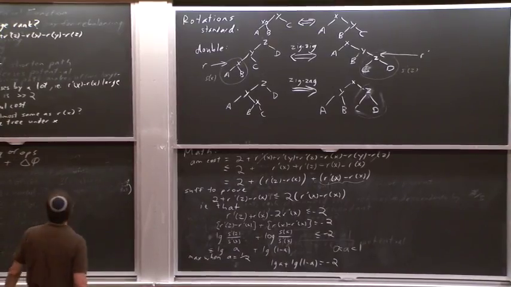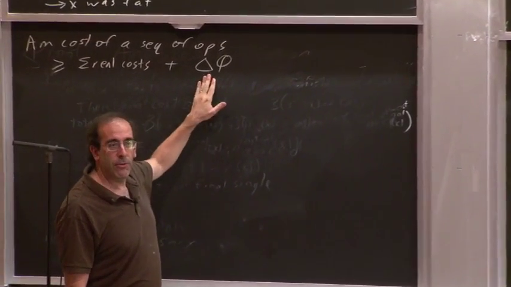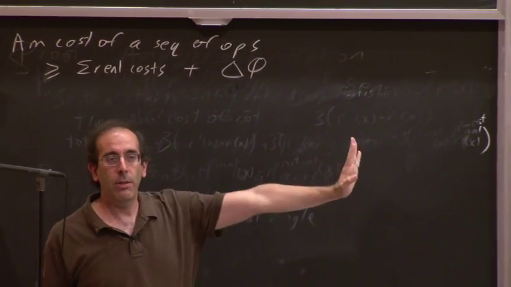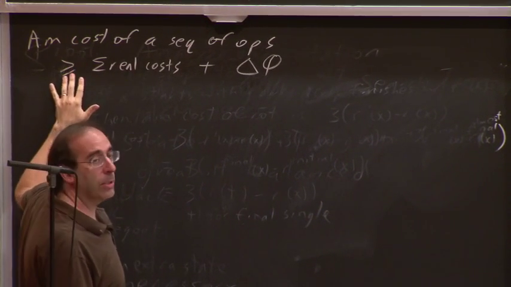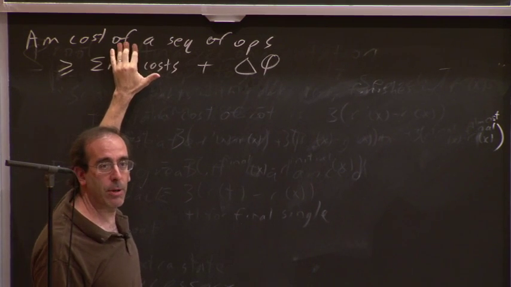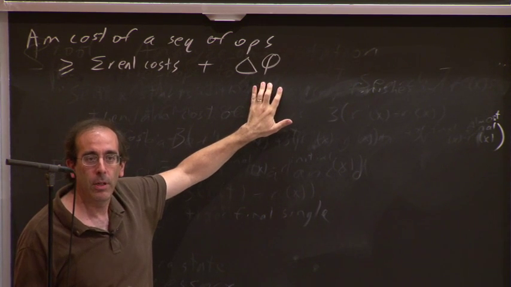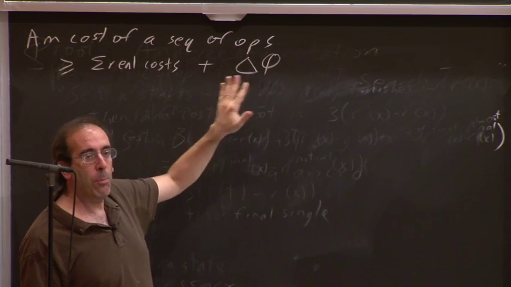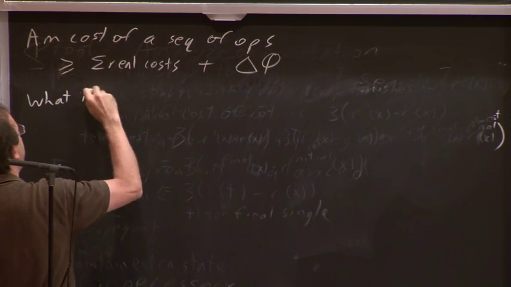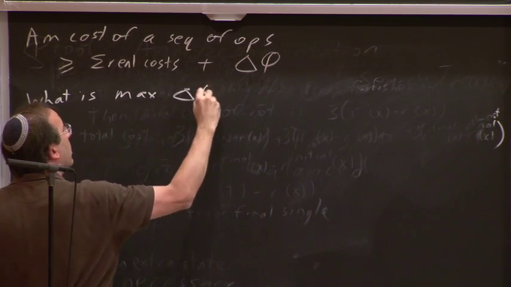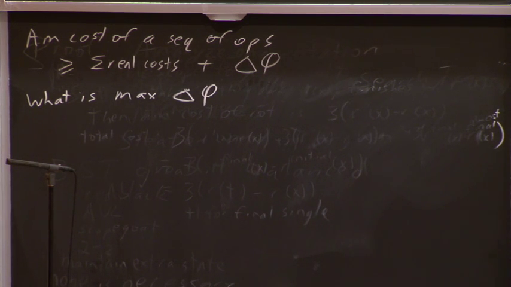Okay, so what about this delta phi term? If from beginning to end there's a huge change in potential, then maybe we don't actually have a good upper bound on the real cost by looking at the sum of the amortized costs. We may be cheating and putting a big extra number in that we're not counting. But the question I'm going to ask is, how big can that number be? What is the maximum delta phi that we have to worry about as a correction in our amortized analysis?